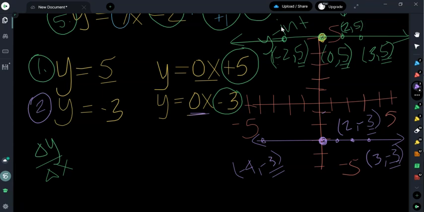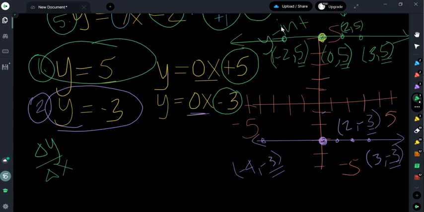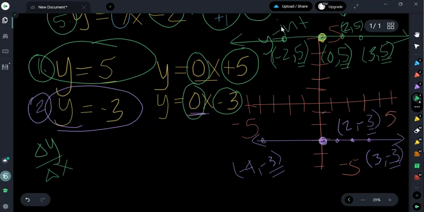So it doesn't matter what x is going to equal, y will always equal -3. So you can see now why those equations don't have x terms. The x term exists, but the slope is 0. So no matter what we plug in for x, y is always going to be the same. So that's your horizontal line. And remember, horizontal lines always have slopes of 0.